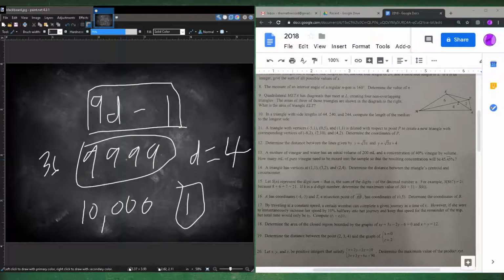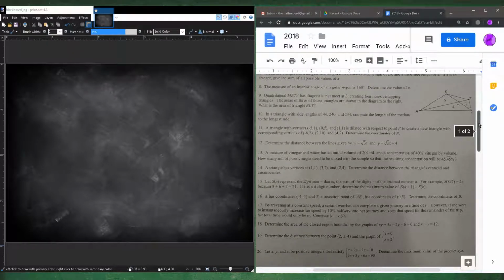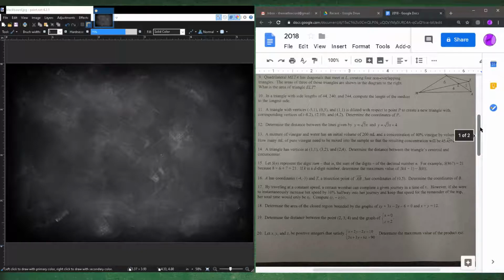9D minus 1. It's basically just that simple. It just takes a little bit of logic. So I did it fast like this because I already did the question. But it might take a good minute or 2 or 3 to understand how this works.